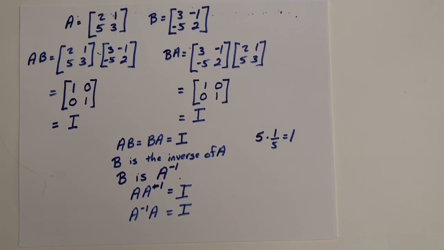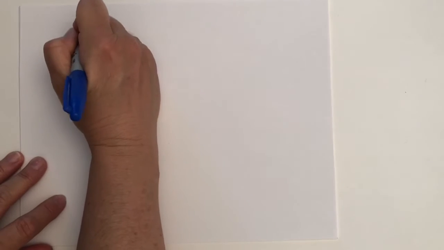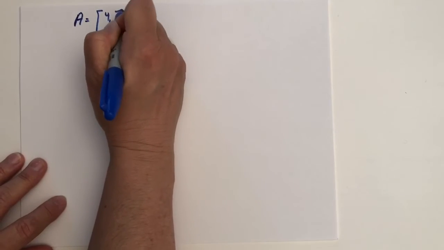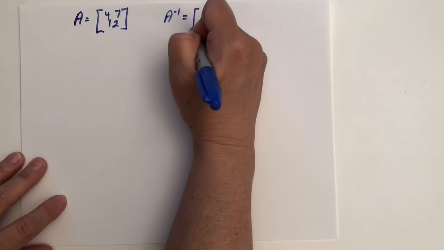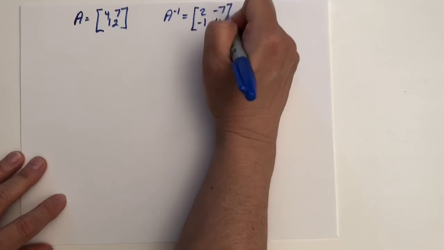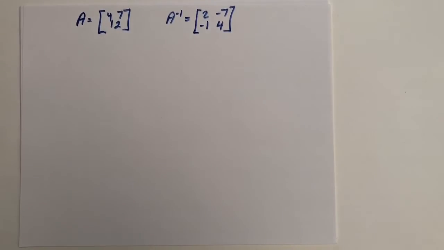Well, you know, the question comes up, why is this even useful? Or how is this useful? Well, let me give you a couple of other inverses. Suppose we knew this. We have A equals 4, 7, 1, 2. And A inverse is 2, -7, -1, 4. Now you could multiply those together and confirm that they're inverses, and I'm not going to take the time to do that, though, but you could.